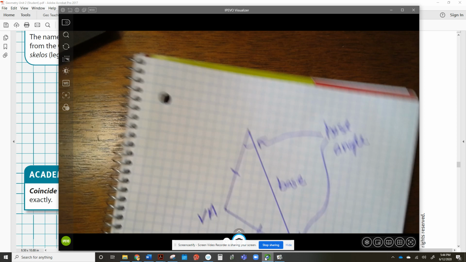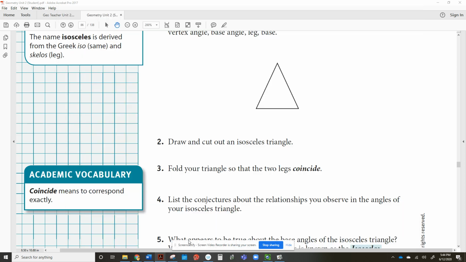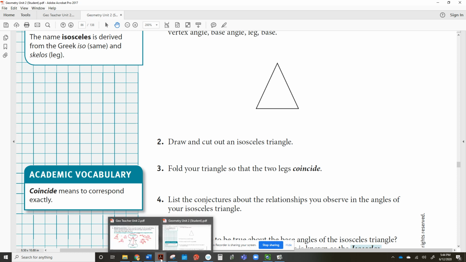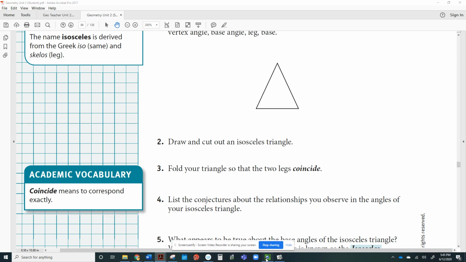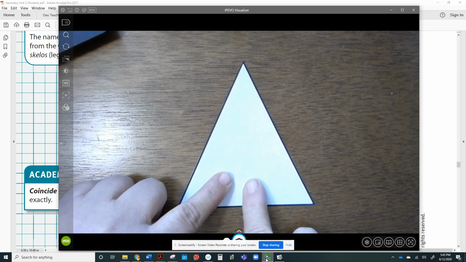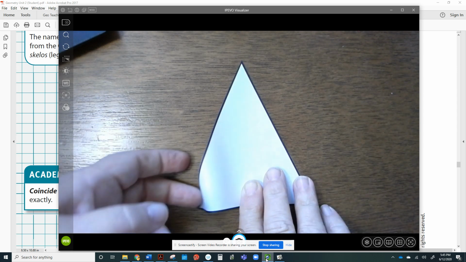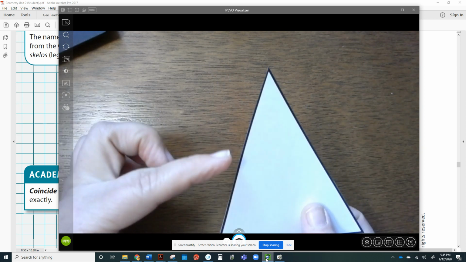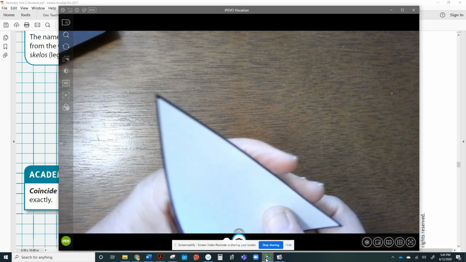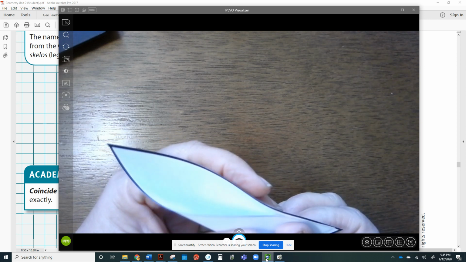Now let's click back over here real quickly to see what they wanted us to do. Draw and cut out an isosceles triangle. So I've done that. Fold your triangle so that the two legs coincide. Now, if you're not sure what coincide means, that might be something you could look up. But what they want us to do is fold this triangle so that this leg and this leg are right on top of each other. So they just want to fold it in half.